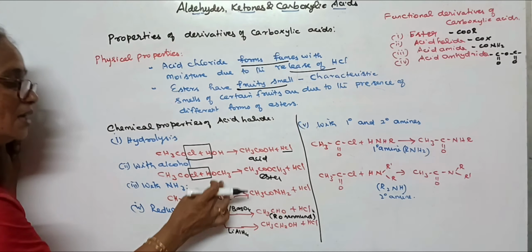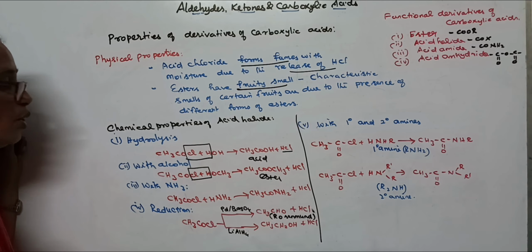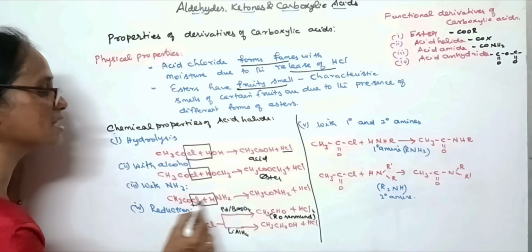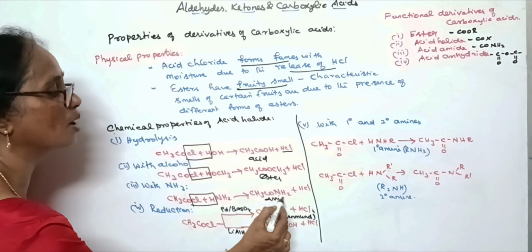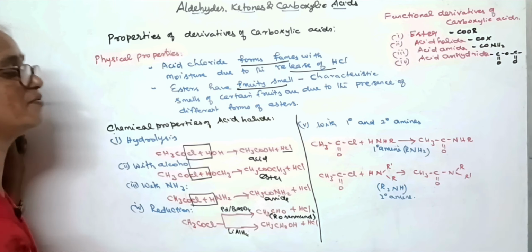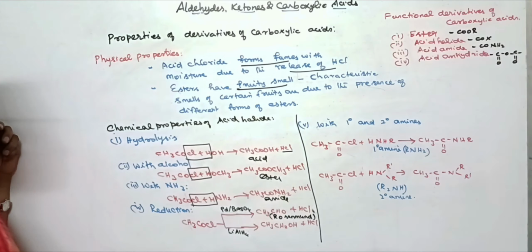In place of alcohol, if we take ammonia, then there is the formation of amide. Amide is formed. So in all the cases we may find there is a release of hydrogen chloride.